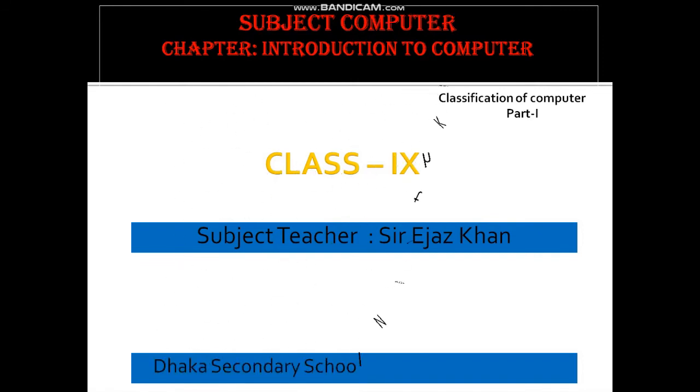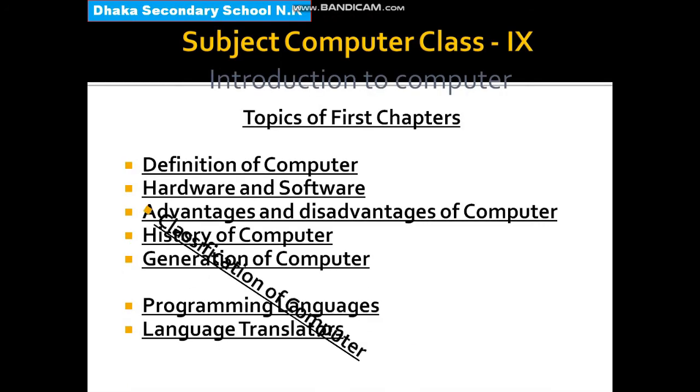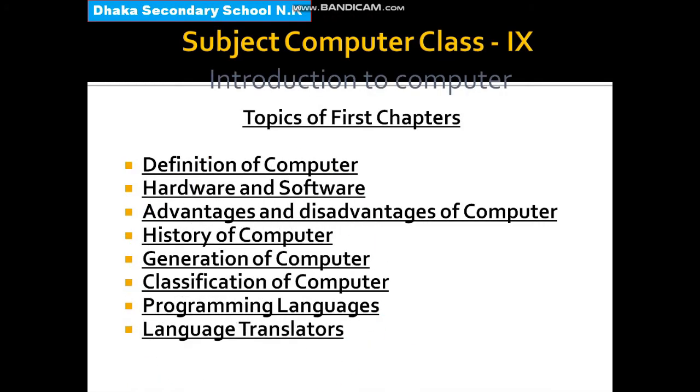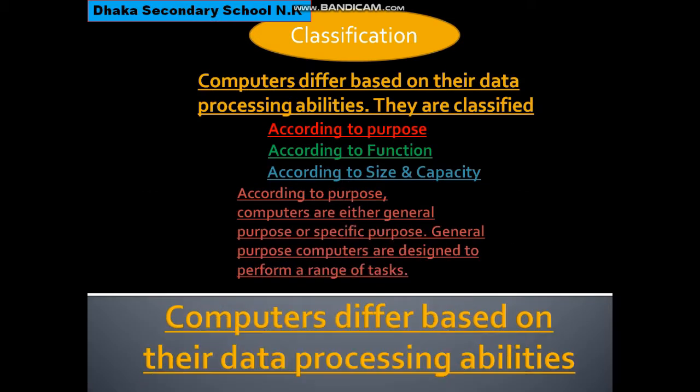Today our chapter is introduction to computer and the topic is classification of computer. In this topic we learn computer differ based on their data processing abilities. They are classified into three categories according to purpose, according to function, and according to size and capacity.